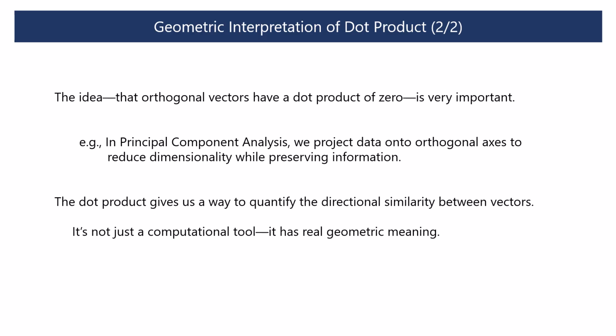The idea that orthogonal vectors have a dot product of 0 is very important. It shows up not only in linear algebra, but also in machine learning and statistics. For example, in principal component analysis, we project the data onto orthogonal axes to reduce dimensionality while preserving information. So, the dot product gives us a way to quantify the directional similarity between vectors. It is not just a computational tool, it has real geometric meaning.